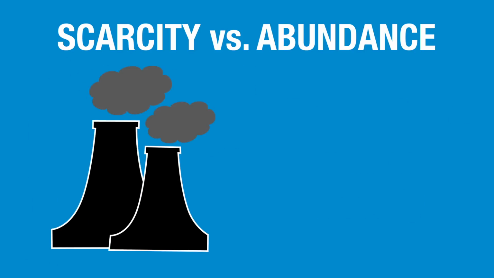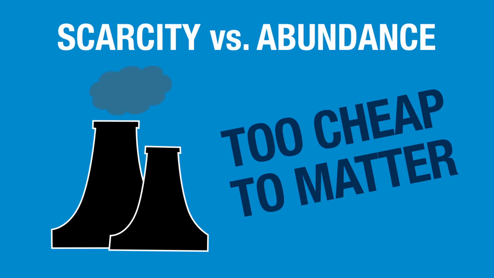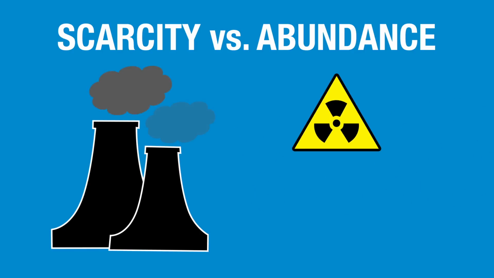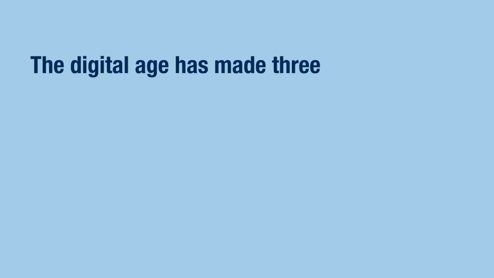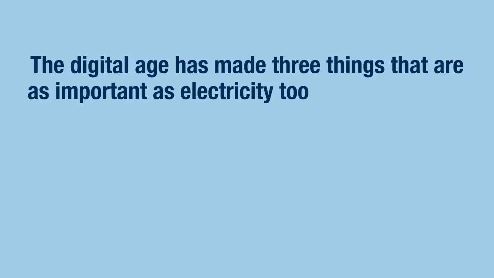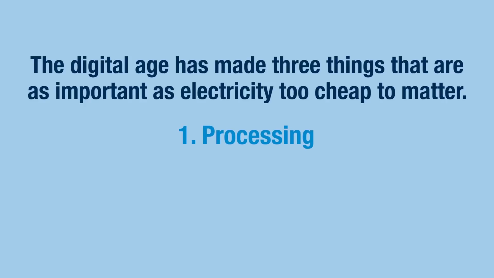Nuclear power was potentially to bring us a day when electricity would be too cheap to matter, because the plentiful uranium, the fuel, and conversion to electricity were so powerful that we had stopped thinking of electricity as being a scarcity function. The digital age has made three things that are as important as electricity too cheap to matter. Those three are processing, bandwidth, and storage.